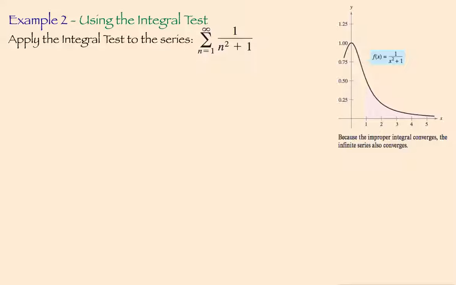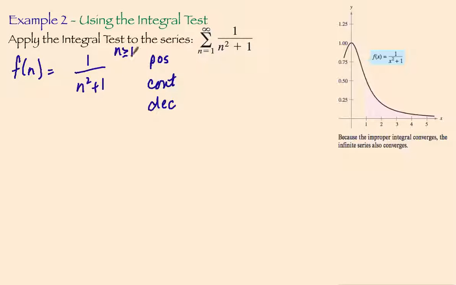Let's do another example using the integral test. In this case, we have the function 1 over n squared plus 1. I'll write this as f of n is equal to 1 over n squared plus 1. Now, the three conditions that need to be met, of course, are that this function be positive, continuous, and decreasing when n is greater than or equal to 1.